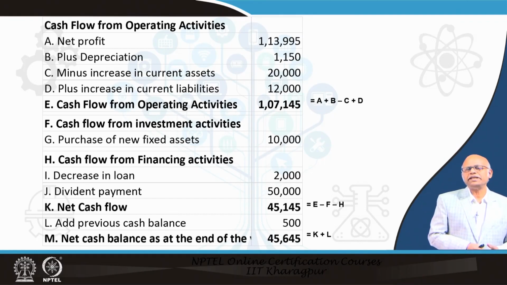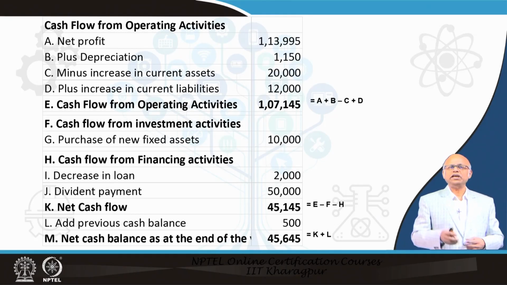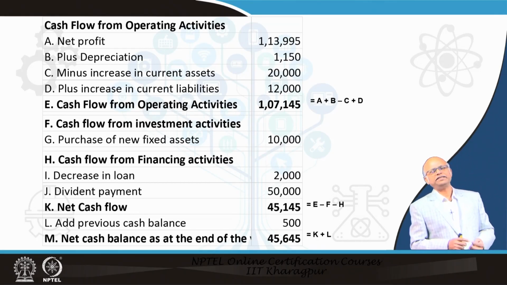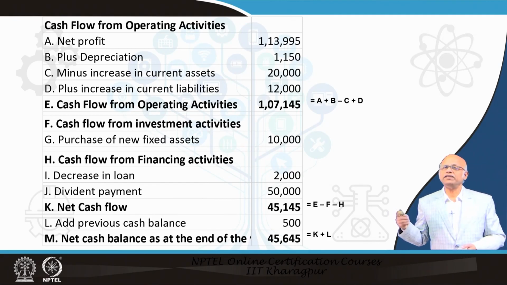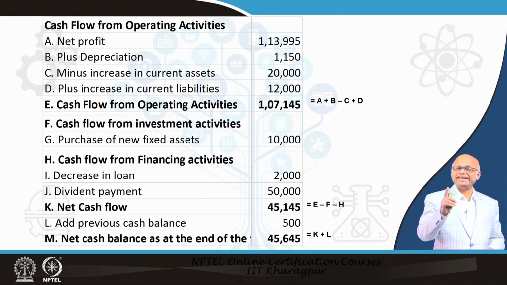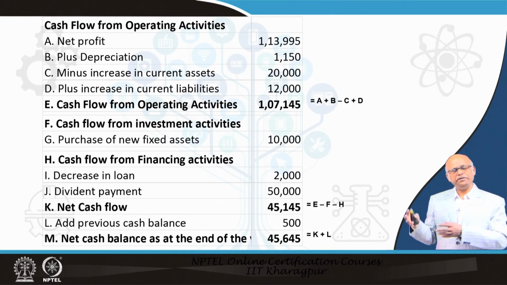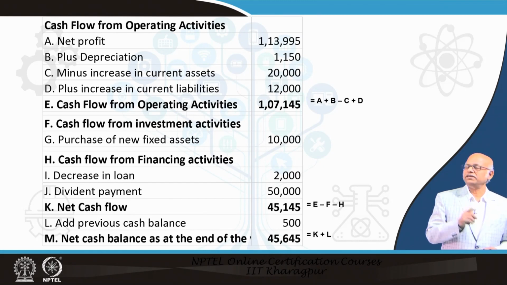Cash flow from investment activities. So, we purchase a new billing machine for 10,000 rupees. So, this is a negative cash flow, this 10,000 is negative. Cash flow from financing activities, we have two financing activities. One is we have repaid the loan for 2,000 rupees, is a negative cash flow. So, 2,000 should be negative. Similarly, we have paid dividend, money has gone out of the company. So, 50,000 rupees is negative.